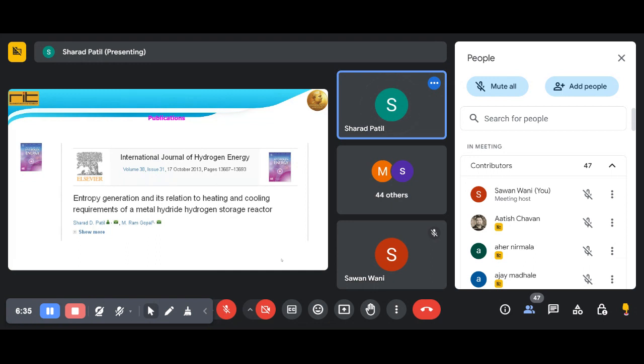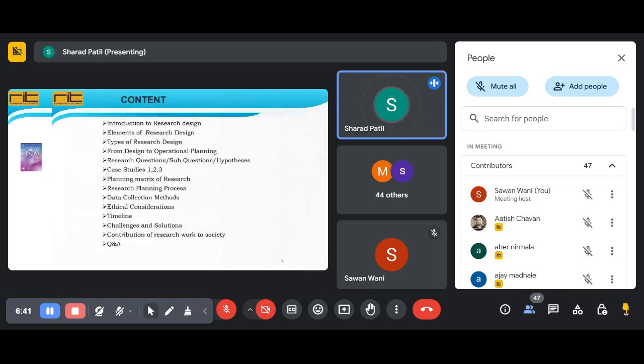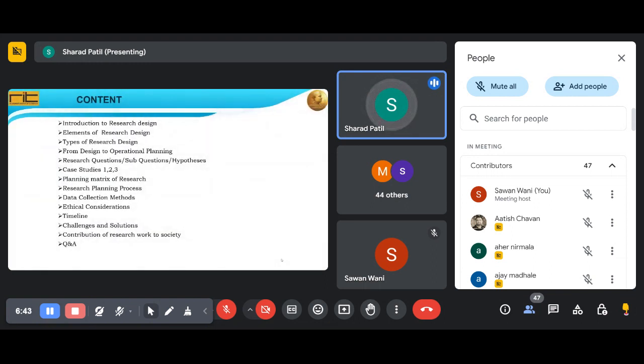As madam told you, that is my brief publication history. Now we will turn towards the content of today's topic. In short, I would like to cover the elements of research design, then the types of research design.